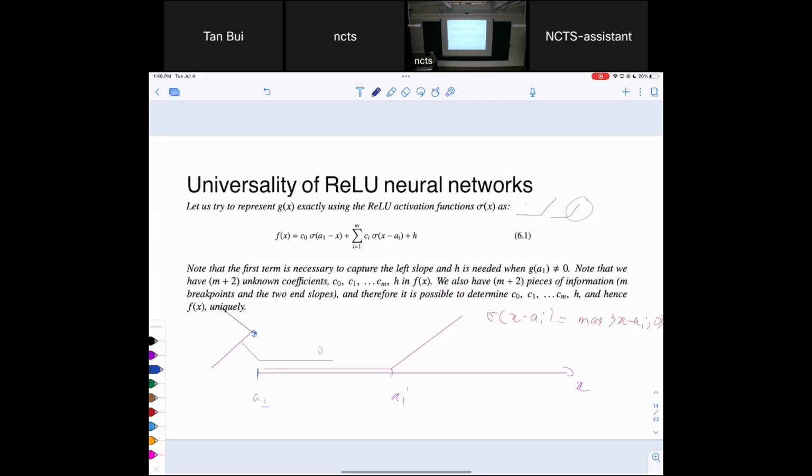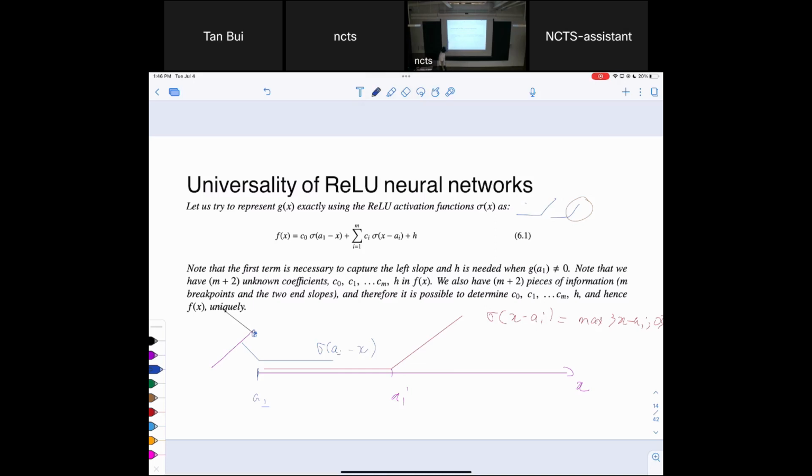So this is sigma of a1 minus x. Okay, so it allows us to add more. If our function is like this, then c0 equals 0, right? If it's like this, then we need c0 non-zero in order to determine it. Another thing we need is h here. Why?